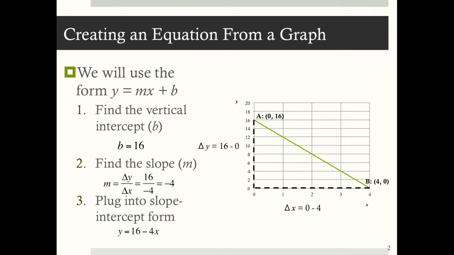And you can double check your equation. For example, if x is equal to 2, our equation tells us that y should equal 8. And if we look at our graph, we see that this is true, that the ordered pair (2, 8) exists on this line.